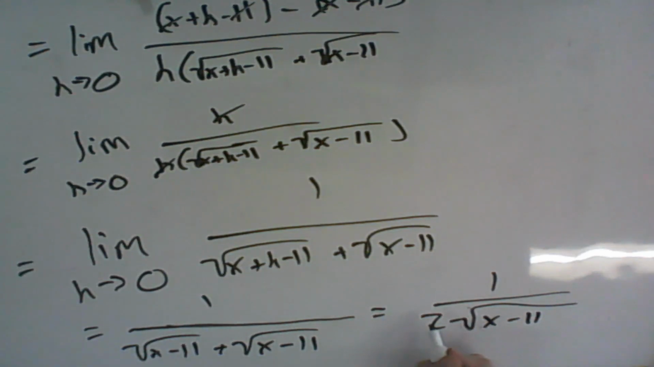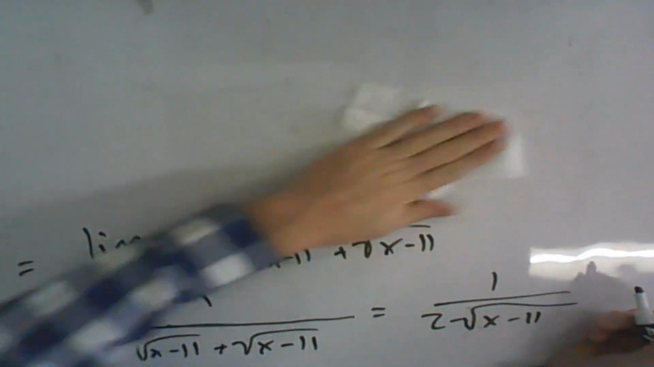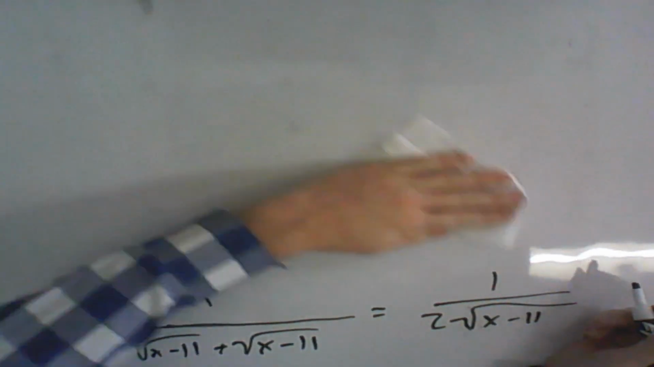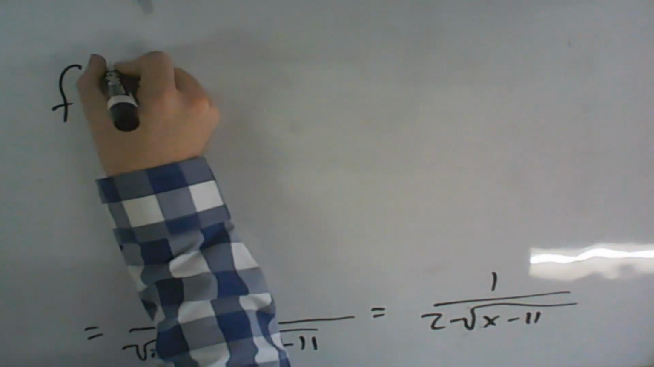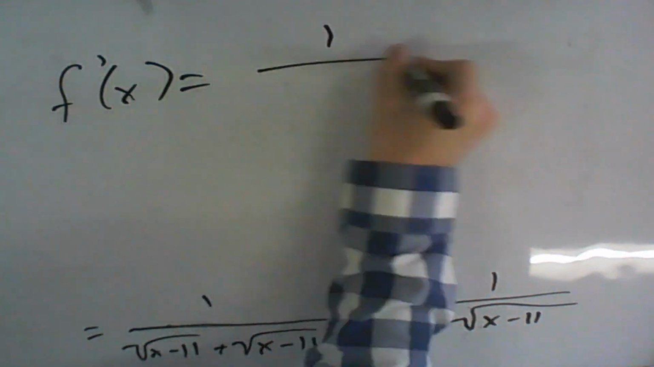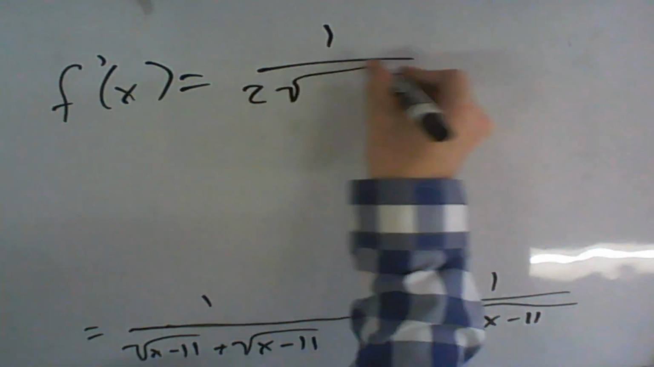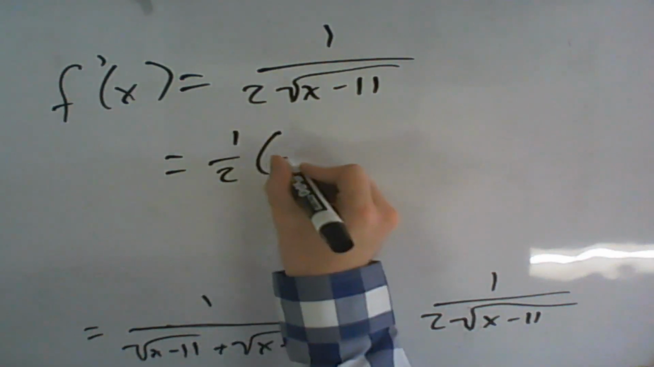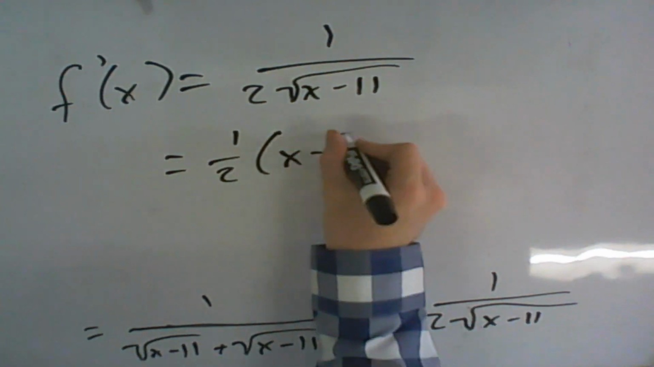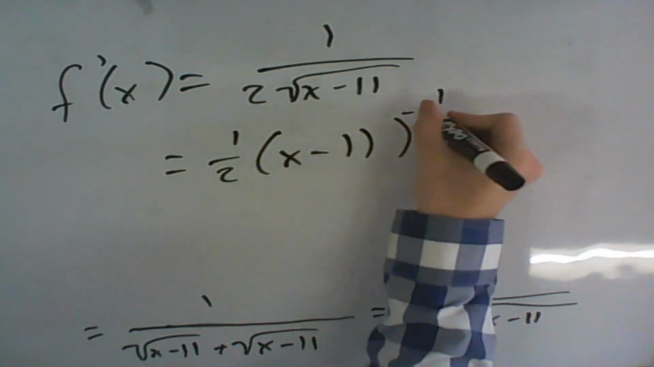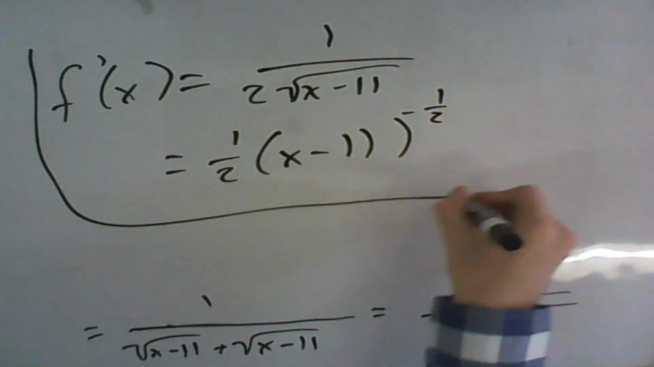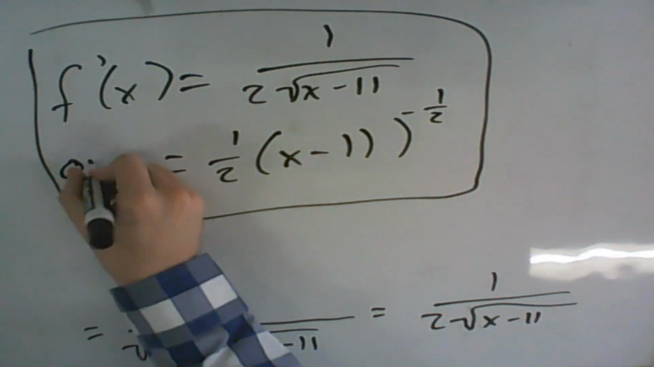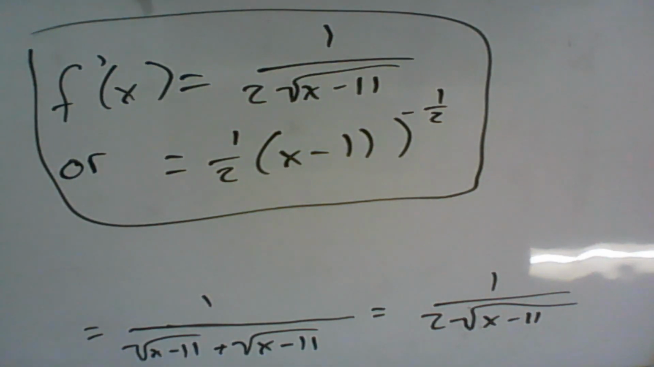Now you could actually write this a different way. So there's two ways of writing this. There is f prime at x equals 1 over 2 the square root of x minus 11, or you could say 1/2 times x minus 11 to the negative 1/2. Okay, both of these are the same thing, so either one. This is an or. Both of them are correct.